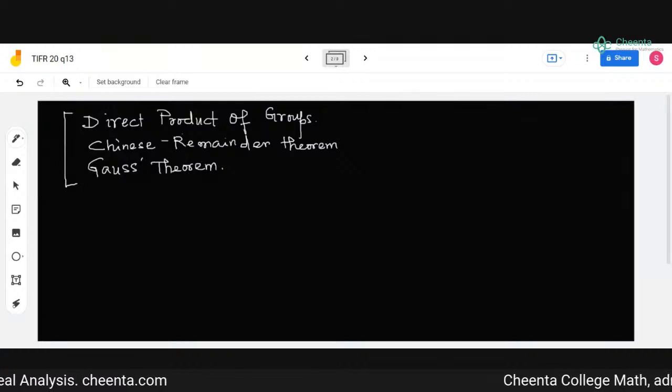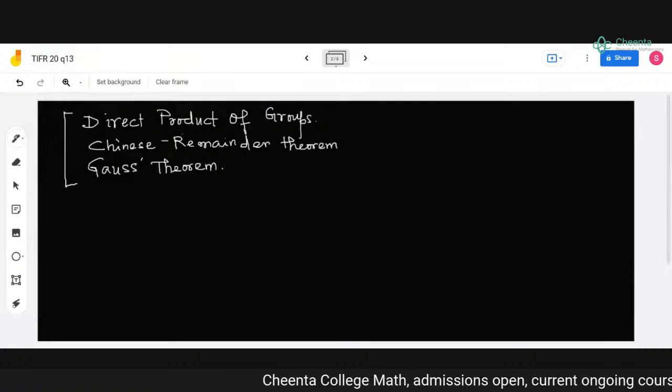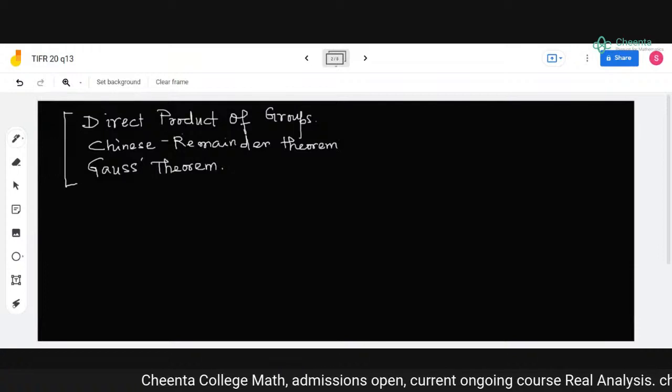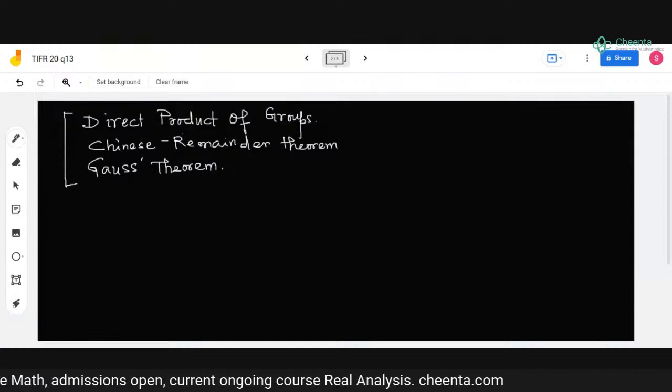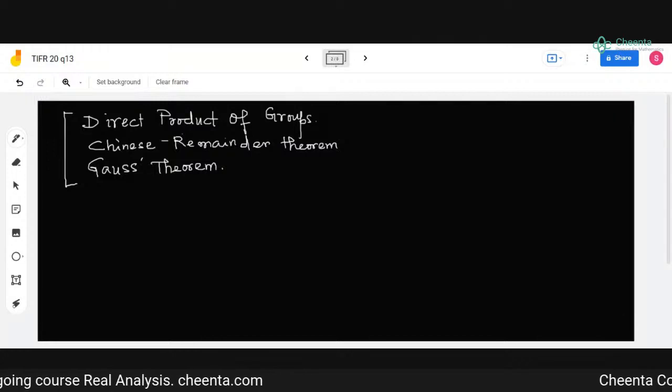Now in this session we will not be proving the entire Gauss's theorem, but we will see how understanding Gauss's theorem gives us the entire solution.